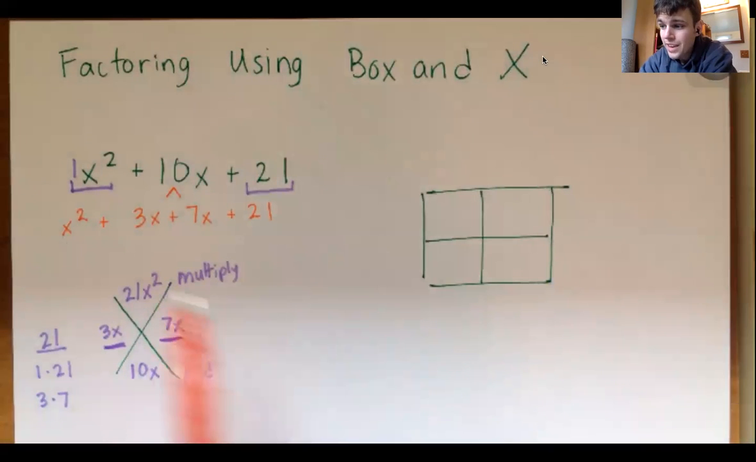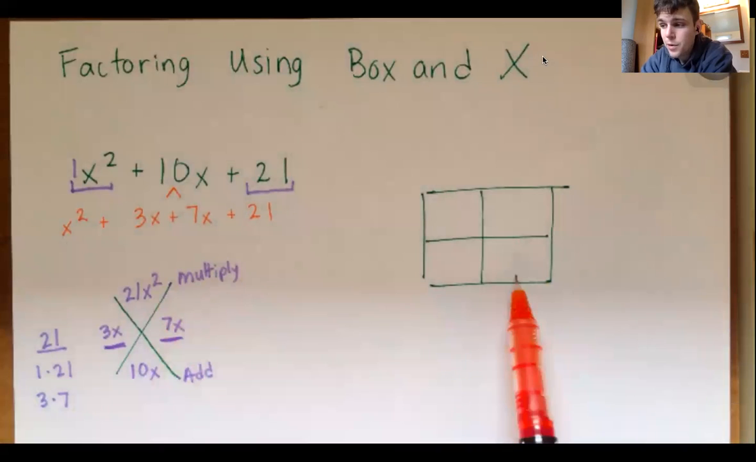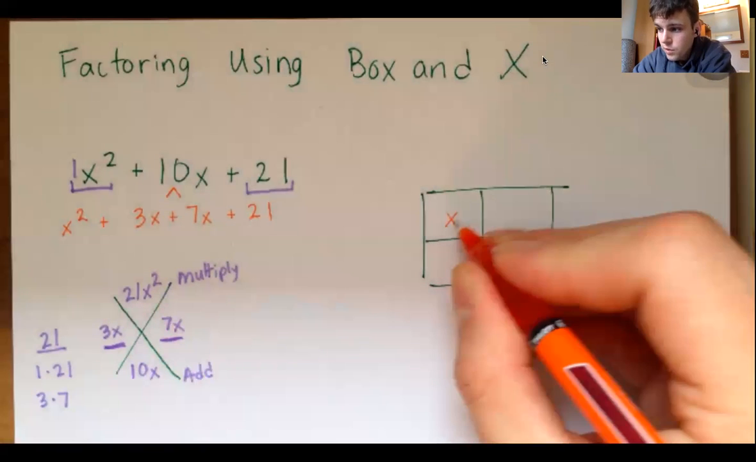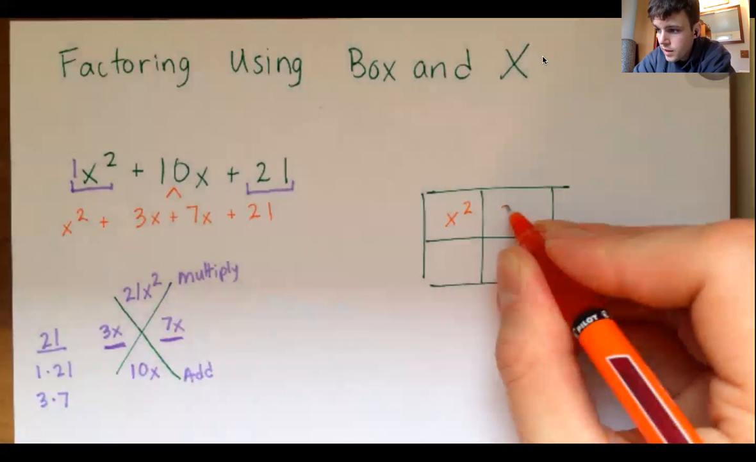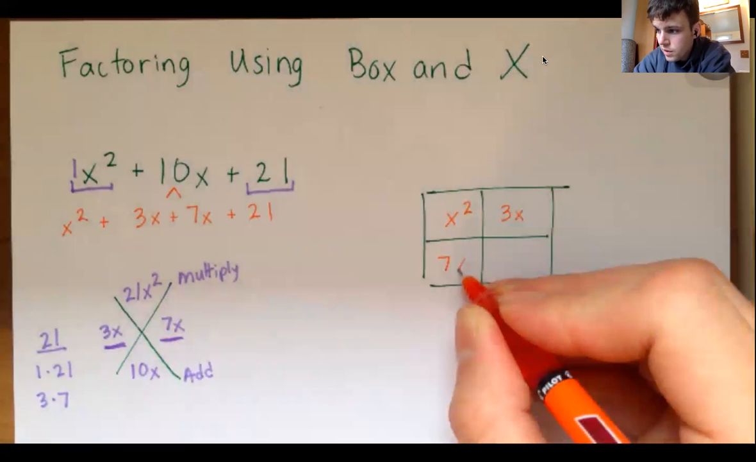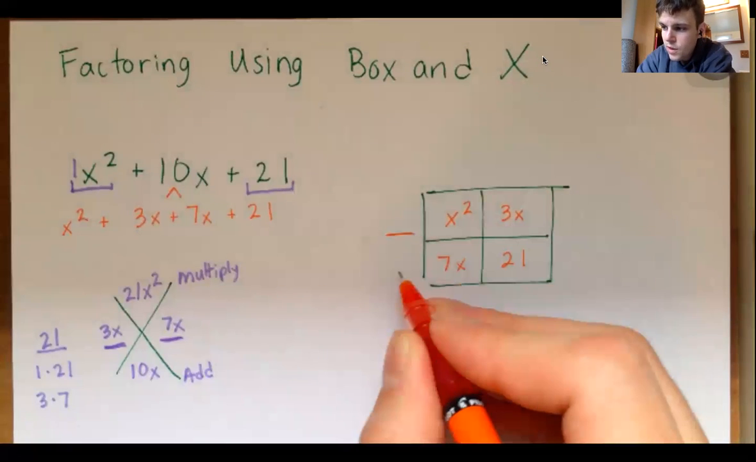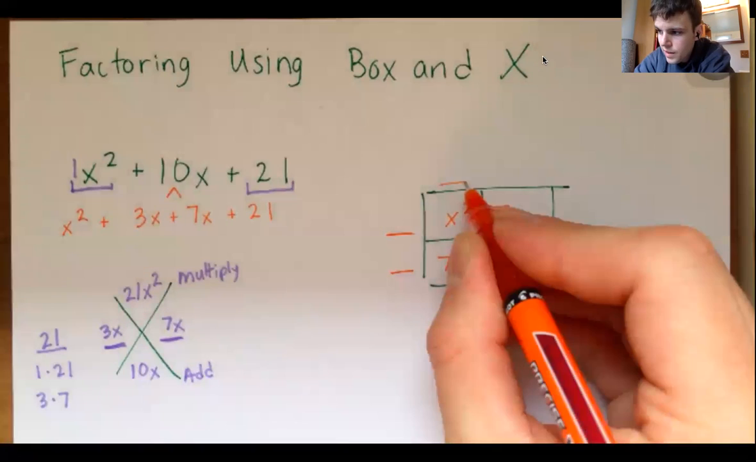So now once I have this, I can fill out the box. And the box is how we're going to get our 2 binomial factors. So x squared, 3x, 7x, 21. Some of you might be yelling at the screen right now because we probably can take a much faster way to factor this particular problem, but I'm showing the whole process here.